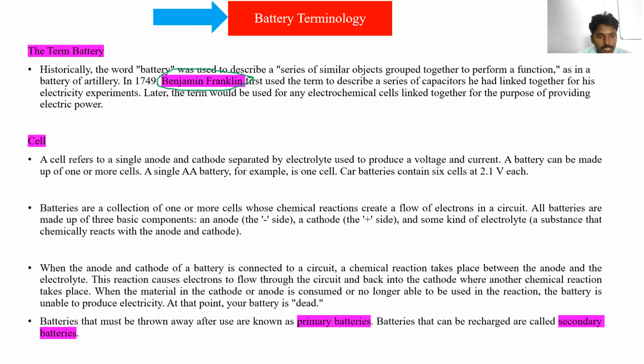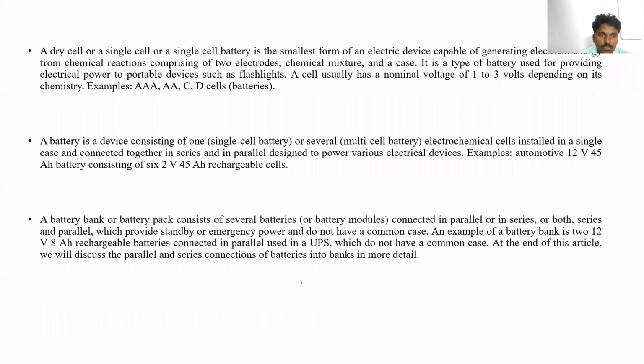Batteries that must be thrown away after use are known as primary batteries. Batteries that can be recharged are called secondary batteries. So what we can say here is, some batteries, once fully discharged, cannot be recharged again. Those batteries are called primary batteries. Clear? Some batteries will be discharged fully and we can charge them again. That type of battery is called a secondary battery.